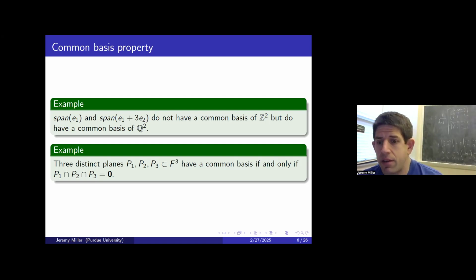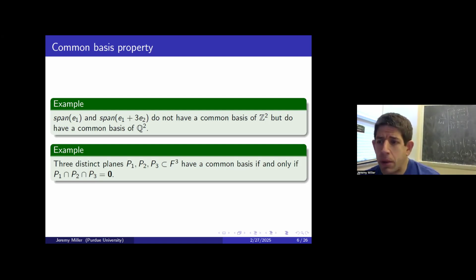and those wouldn't have the common basis property. There's no way of finding a basis for F3 such that any two of the planes are a span of a subset of that basis. But if they intersect at a point, you do have this. What do I want to say?